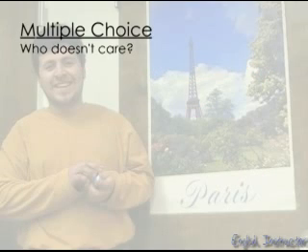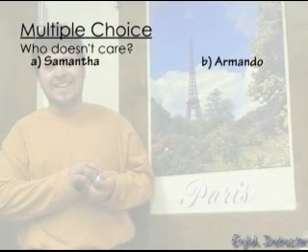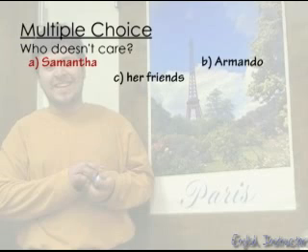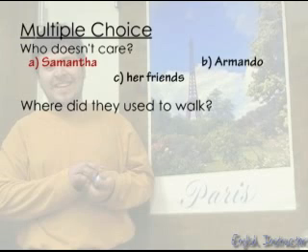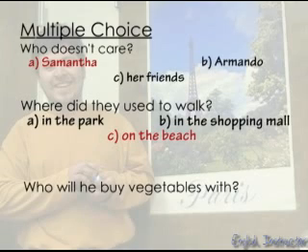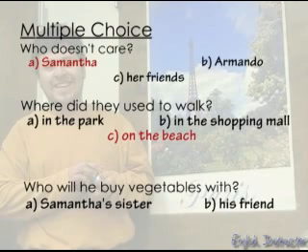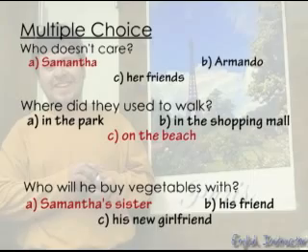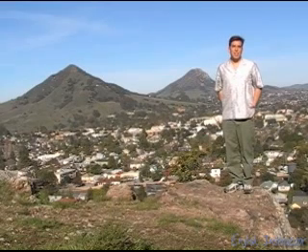Now let's practice some multiple choice questions. Who doesn't care? A. Samantha. B. Armando. C. Her friends. A. Samantha. Where did they used to walk? A. In the park. B. In the shopping mall. C. On the beach. C. On the beach. Who will he buy vegetables with? A. Samantha's sister. B. His friend. C. His new girlfriend. A. Samantha's sister.